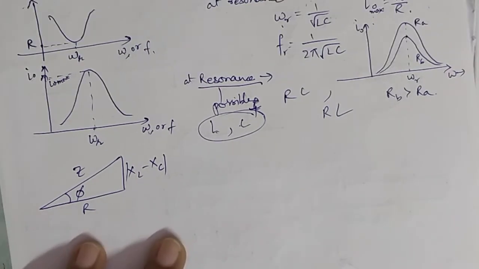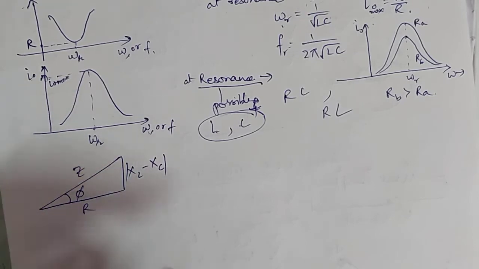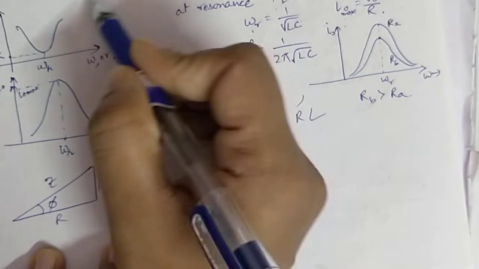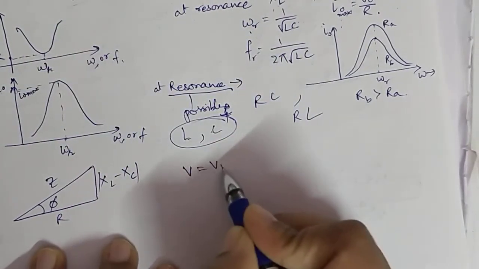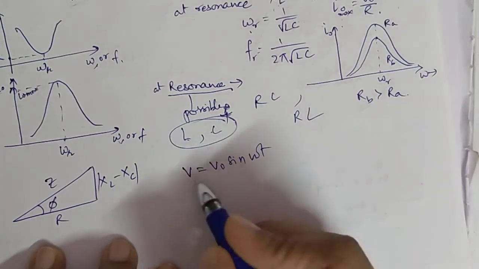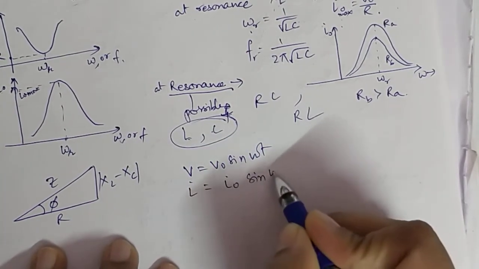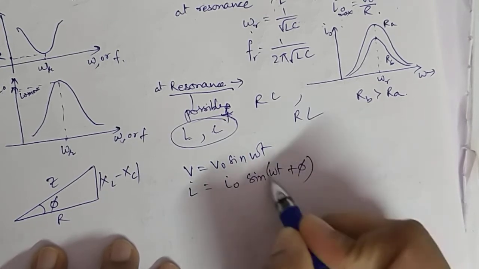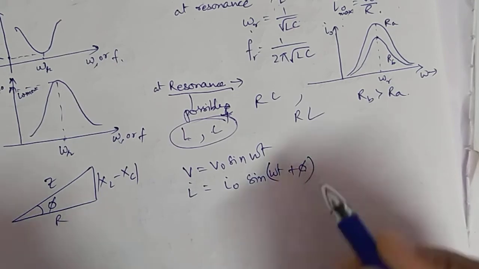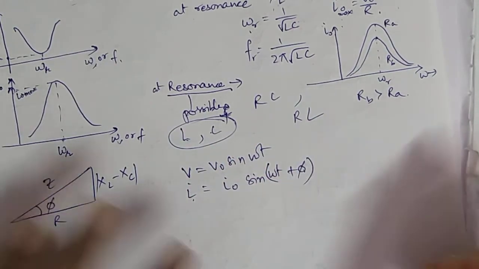If it is an inductive circuit, voltage will lead current. If it is a capacitive circuit, then current will lead voltage. So for a series LCR circuit, if V is equal to V naught sine omega t is our source of EMF, then current can be written as I naught sine omega t plus phi, where phi can be positive or negative depending on whether current leads or lags behind voltage. So phi can have any value.